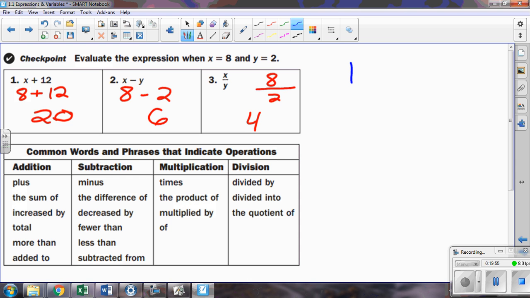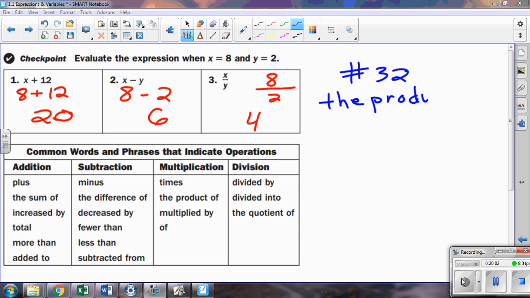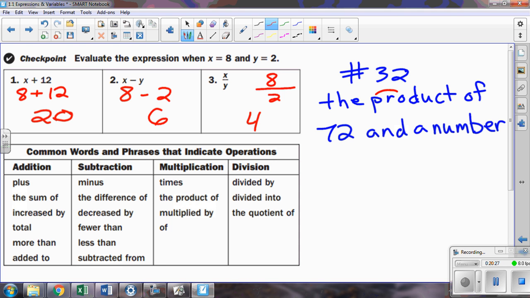Consider this last one. The last thing we'll do here, let's write a variable expression for that. Well, let's start by finding the keywords. What are we going to be doing? What does this word product mean? Yes, you've got it. Product is going to tell us to multiply, so multiply what?